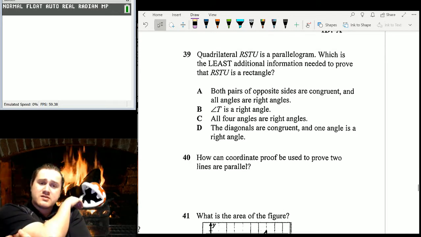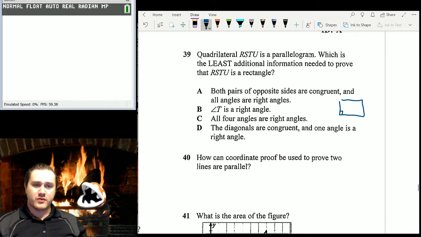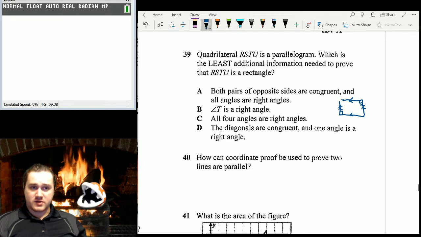Let's look at B, and it just says angle T is a right angle. All that's saying is that we have one angle that's a right angle. But since it's a parallelogram, opposite angles are congruent, making that 90 degrees. The consecutive angles have to add up to 180. So what's 180 minus 90? Well, that's 90 as well. So just by that one angle being 90 degrees, we showed that all of the other ones are 90 degrees. Therefore, we know it's a rectangle, and that's the shortest way of doing it.